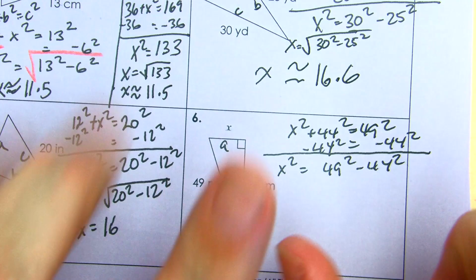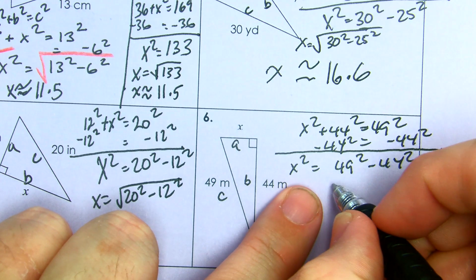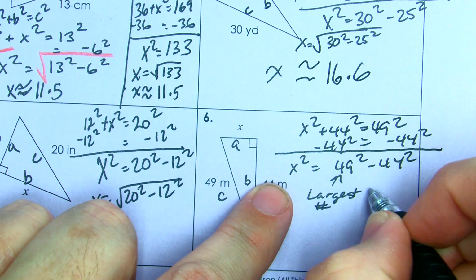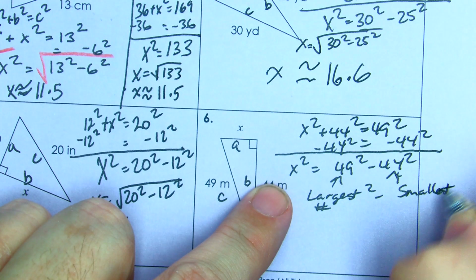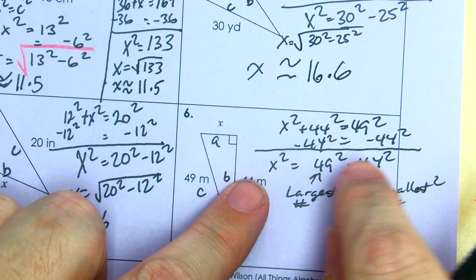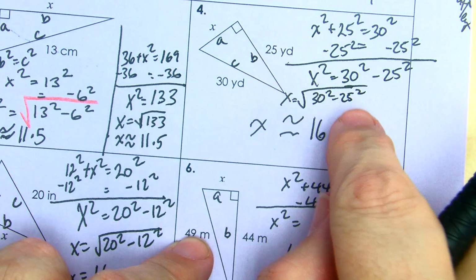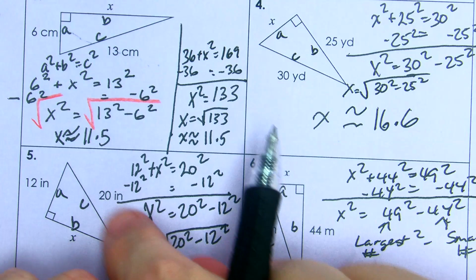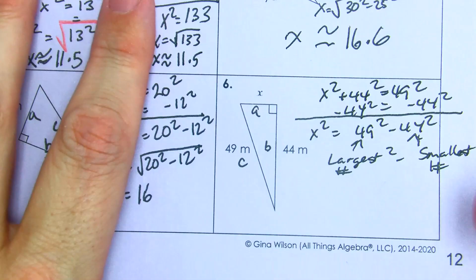And one other thing that you might want to think about when you're missing a leg like this, you're always going to get the largest number squared minus the smallest number squared. Notice here it's 49 squared minus 44 squared, so the biggest number minus the smallest number. Up here, same thing, 30 squared minus 25 squared. Over here it was 13 squared minus 6 squared. This was 20 squared minus 12 squared. So it's the biggest number minus the smallest number when you're missing a leg.